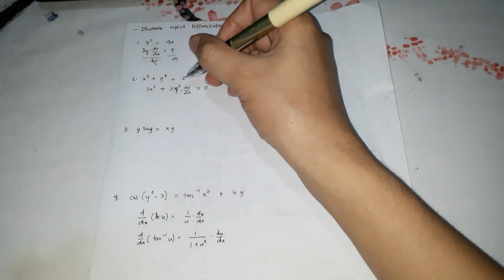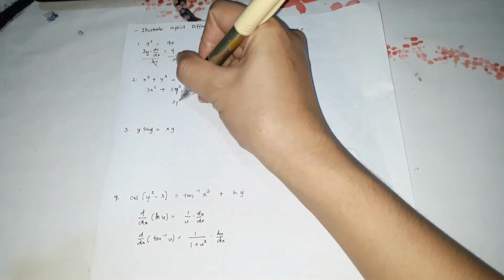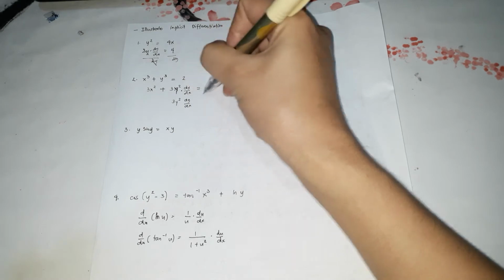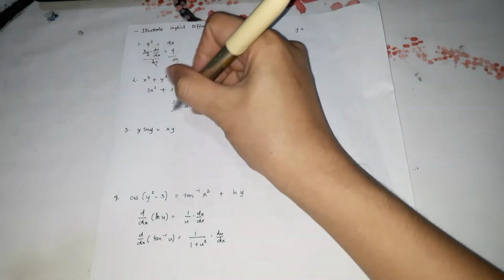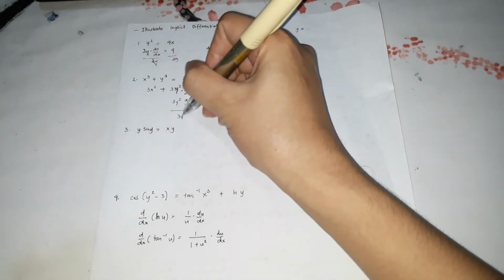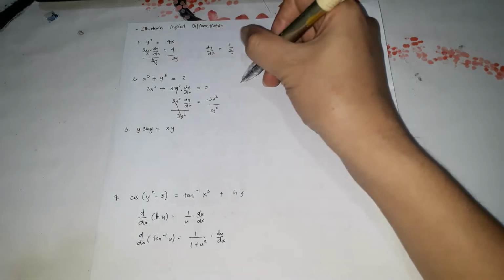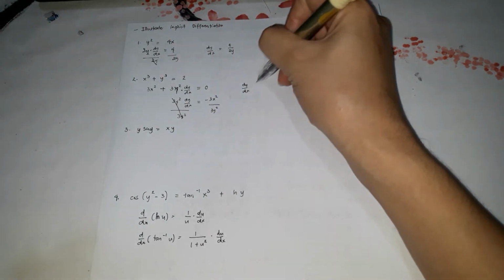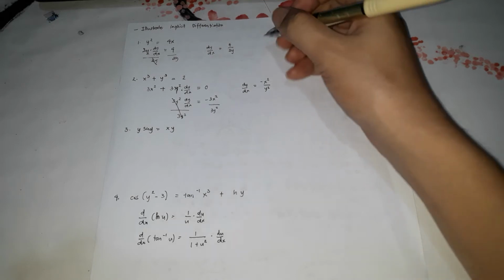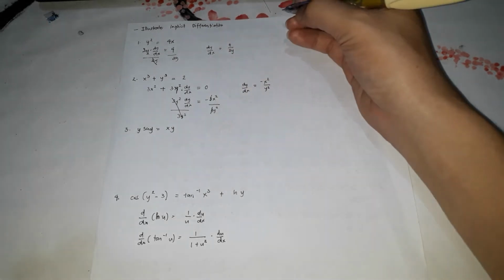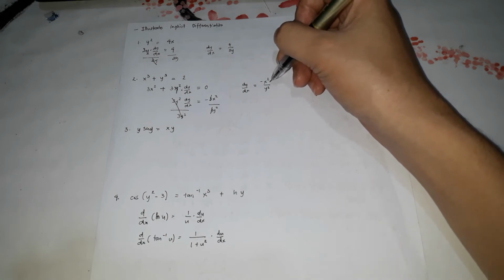Next, transpose mo itong walang dy over dx. So 3y squared dy over dx is equal to negative 3x squared. Divide both sides by 3y squared. So ang matira na lang dito is dy over dx is equal to negative 3x squared over 3y squared. Cancel yung 3. So natira na lang is negative x squared over y squared. So the derivative is this one.